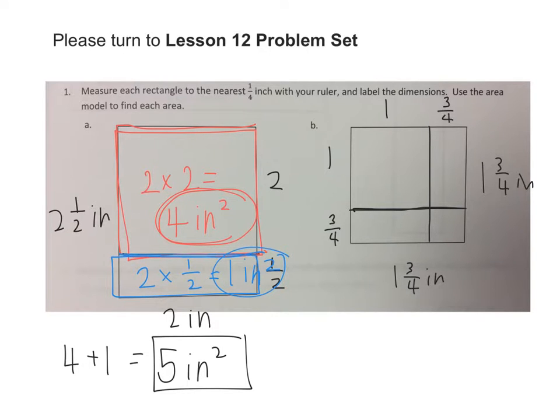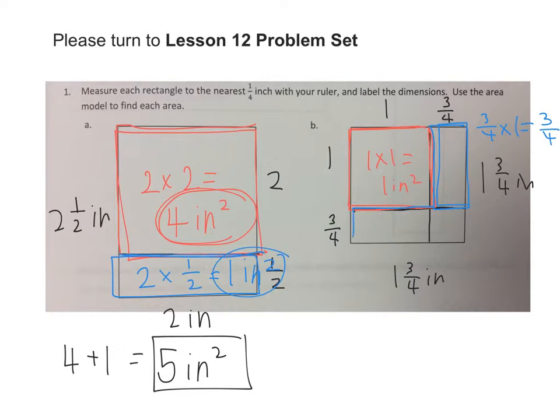Okay, so let's find the partial products. The area of this part right here is 1 by 1, right? So 1 times 1 is 1 square inch. Okay. What are the dimensions of this part right here? 3/4 by 1. So the area is 3/4 times 1, which equals 3/4 square inches.